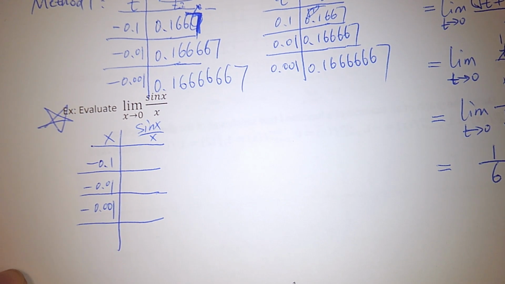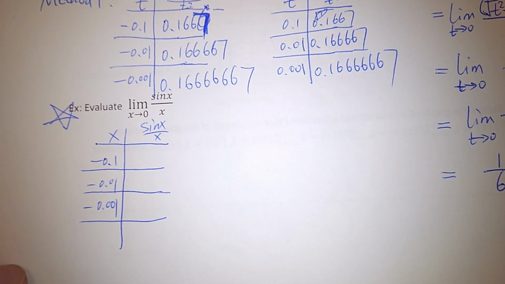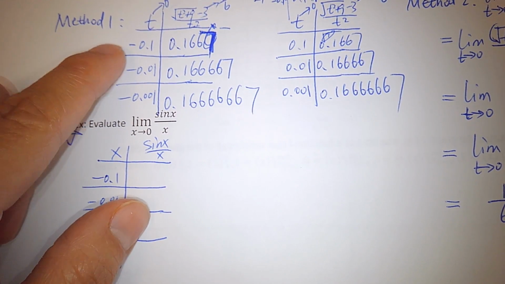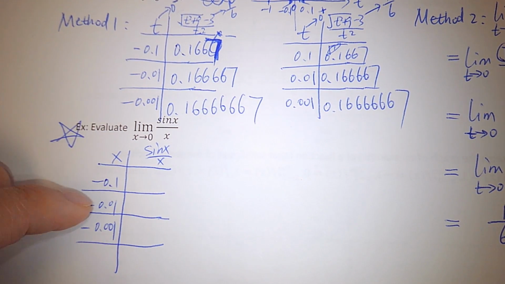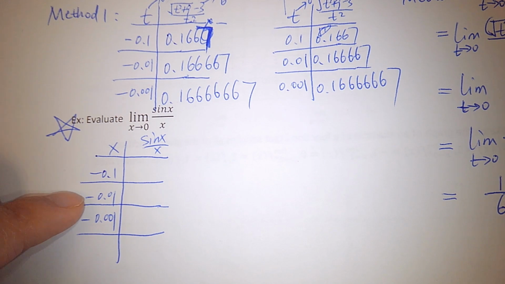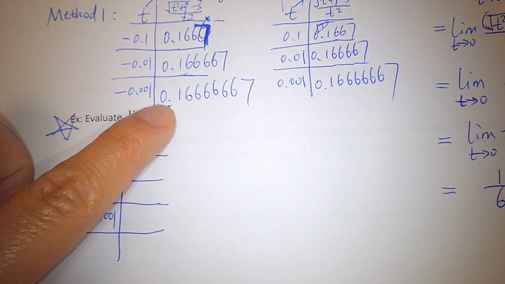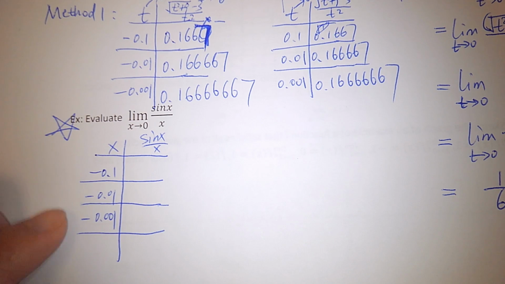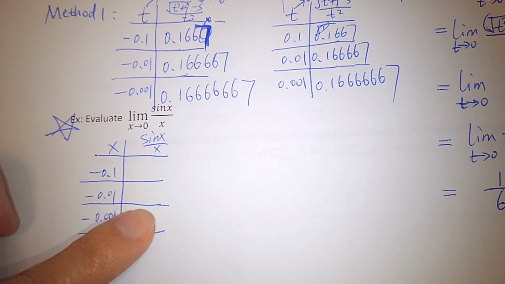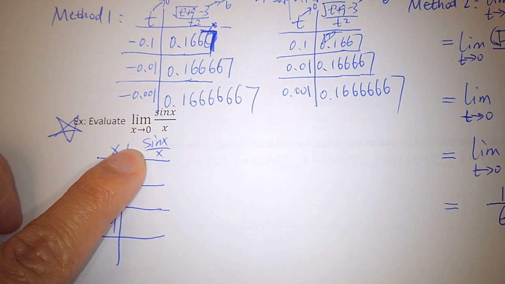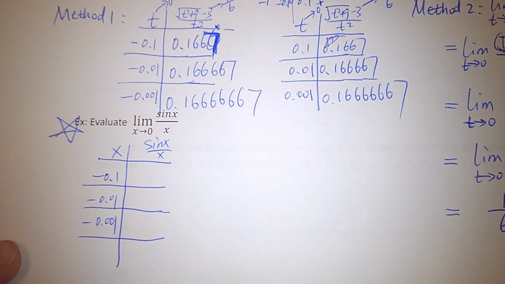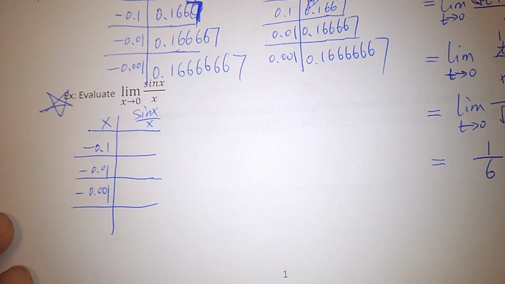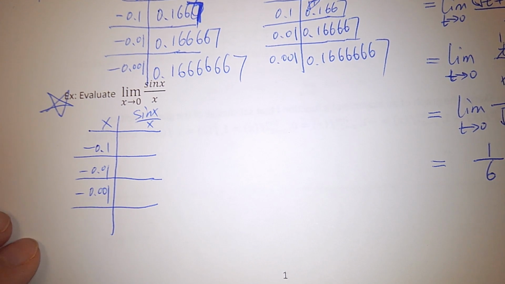Sometimes two values won't be able to tell you the pattern. For this one, maybe two values are enough, but for some different functions, two values may not be enough. You won't be able to see what the y value approaches when x approaches 0. That's why we choose a lot of values, so we have a better view of what the y value approaches. Usually 3 or 4 or more. As long as you can see the pattern, that's fine. Maybe two values are enough, but it really depends.